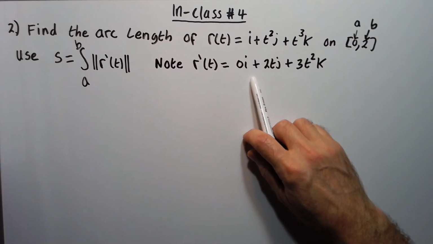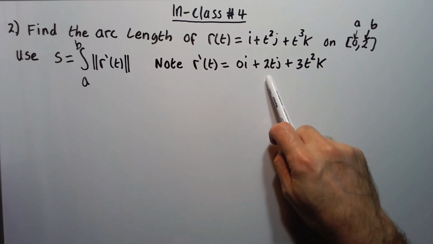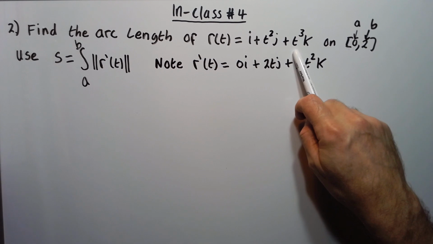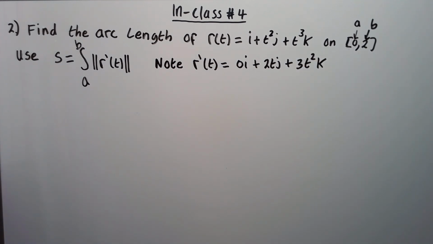Okay, so r prime will be this. The derivative of 1 will be 0, so it will be 0i. The derivative of t squared would be 2t j. The derivative of t cubed would be 3t squared, then k. Okay, now let's find the magnitude.